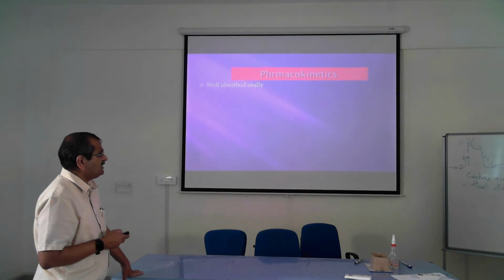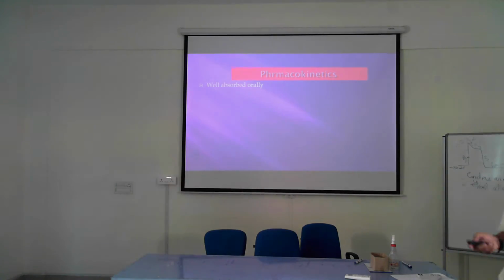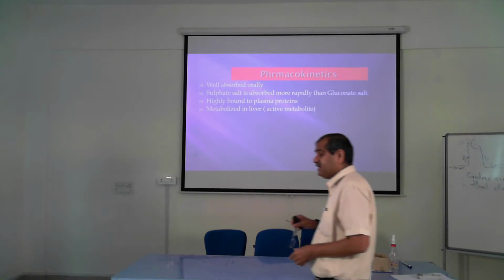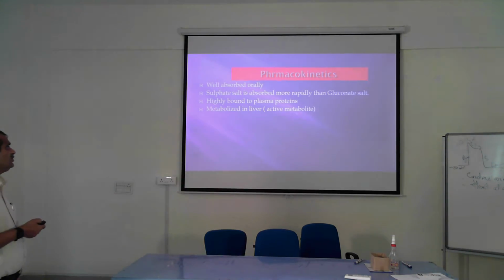Then the drug, especially quinidine, is well absorbed orally. It's the oldest anti-malarial drug. Quinidine sulfate is absorbed more rapidly than the gluconate. It is highly bound to plasma protein; most of the quinidine class of drugs are highly bound to plasma proteins. Then it is metabolized in the liver, and the metabolites are active. Then 20% is excreted unchanged in the urine.